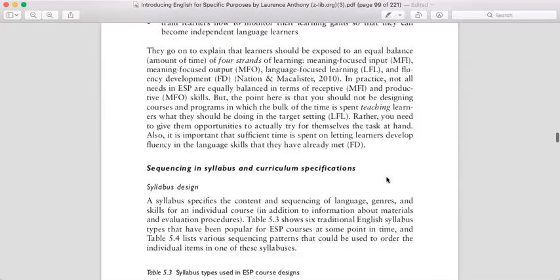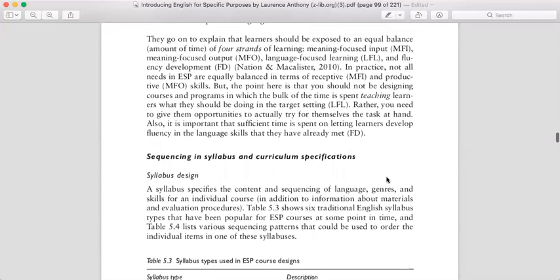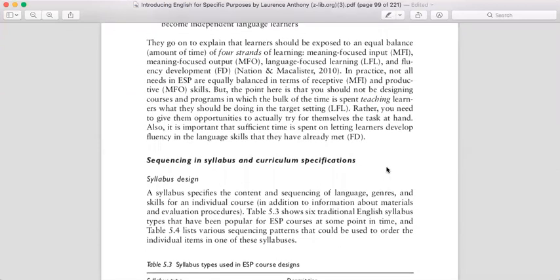Right. After that, let's come to sequencing in syllabus and curriculum specification. Now, curriculum is broader and syllabus is narrower. A curriculum may consist of many syllabi or syllabuses. For instance, HEC has given you a curriculum, and within that curriculum, you have a number of courses, and these courses have their own syllabus.